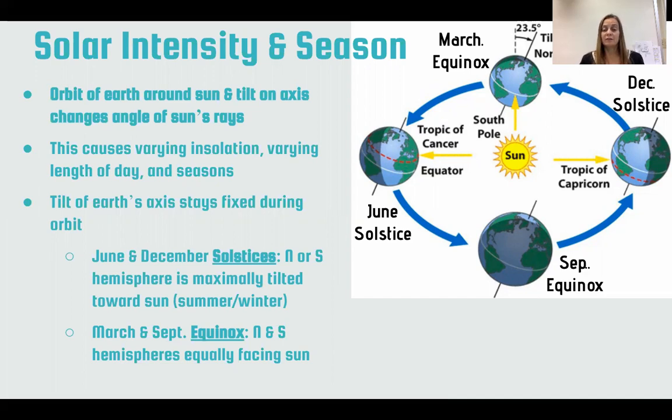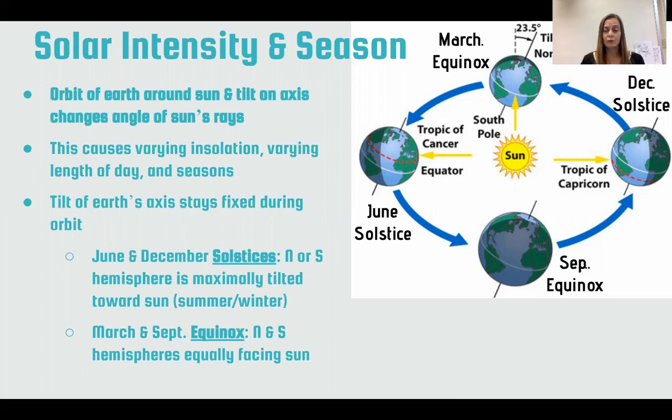When the hemisphere is tilted towards the sun, that hemisphere has longer days and more direct insolation, and so it has a higher intensity of insolation. When it is tilted away from the sun, then we have shorter days and lower intensity. So when it's tilted towards the sun, it's summer in that hemisphere. When it's tilted away, it's winter in that hemisphere. And then obviously we have the fall and spring in between.